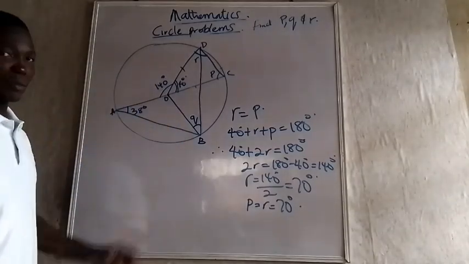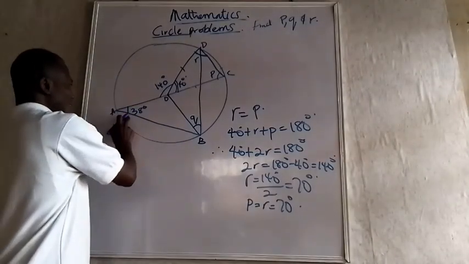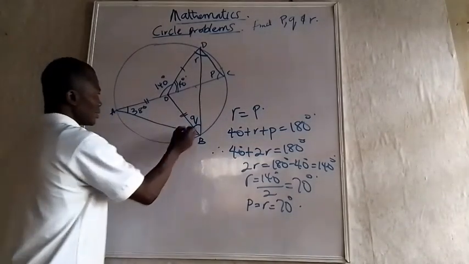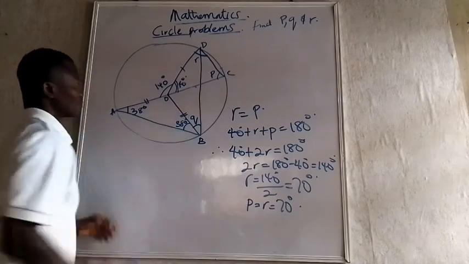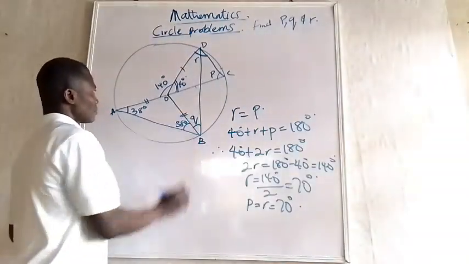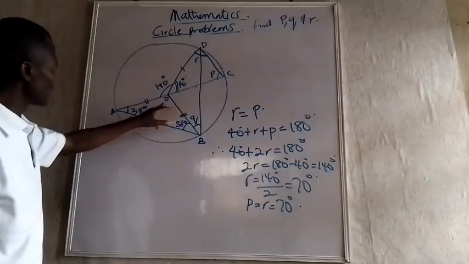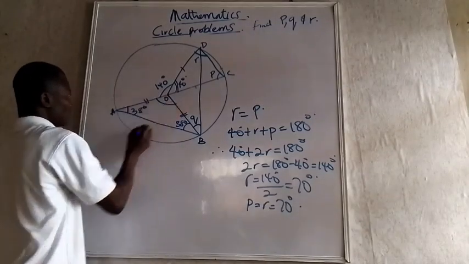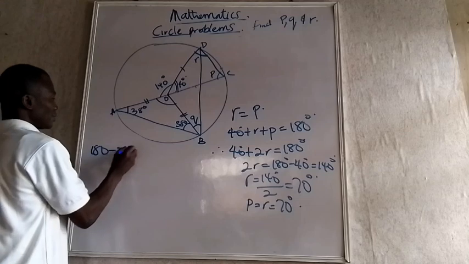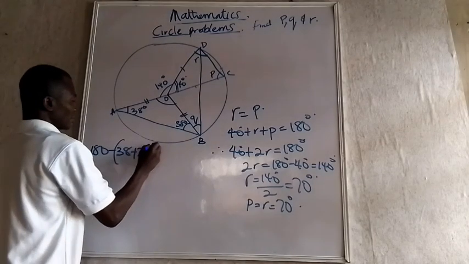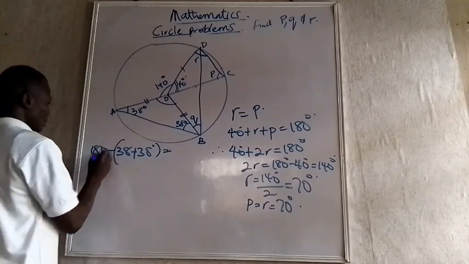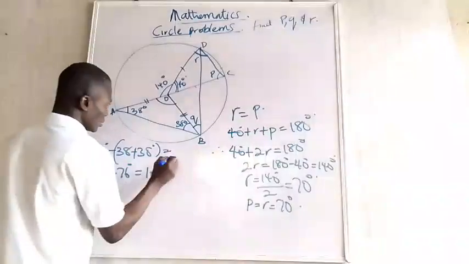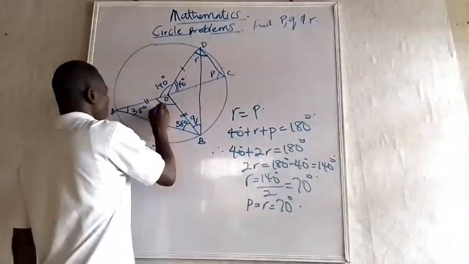Now, let us look at some other thing here. We have 38 degrees here, and this place is also radius. So this angle here too will be 38 degrees. 38 degrees. What does that mean? It means that this angle here, that is AOB, you can easily find it. So here will be 180 minus 38 plus 38 degrees, which is 180 degrees minus 76 degrees, which is 104 degrees. So it means that this place is 104 degrees.